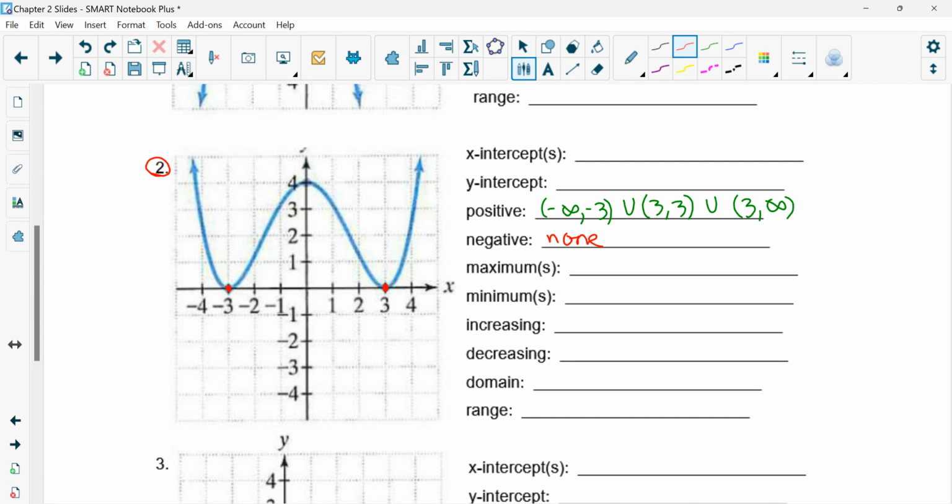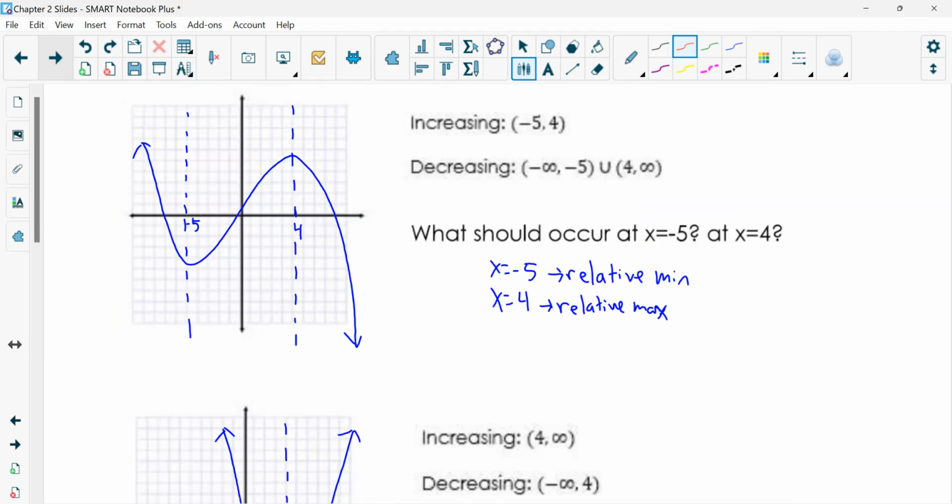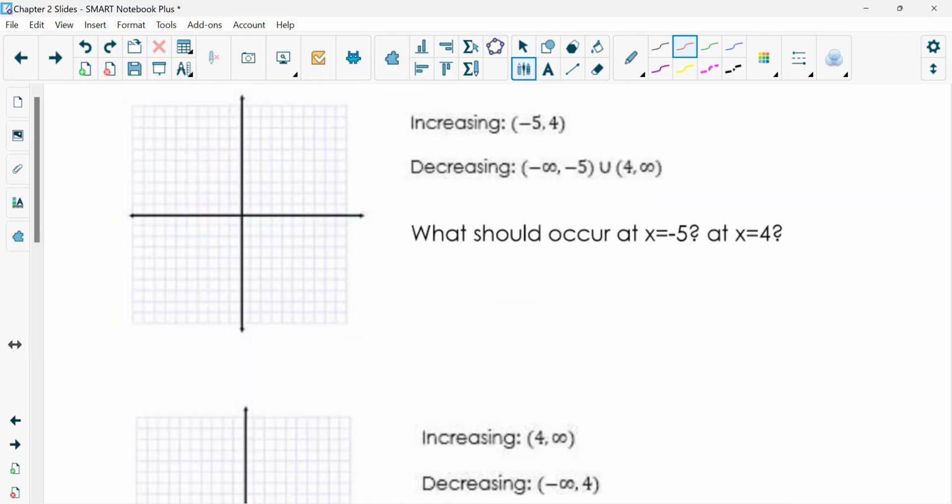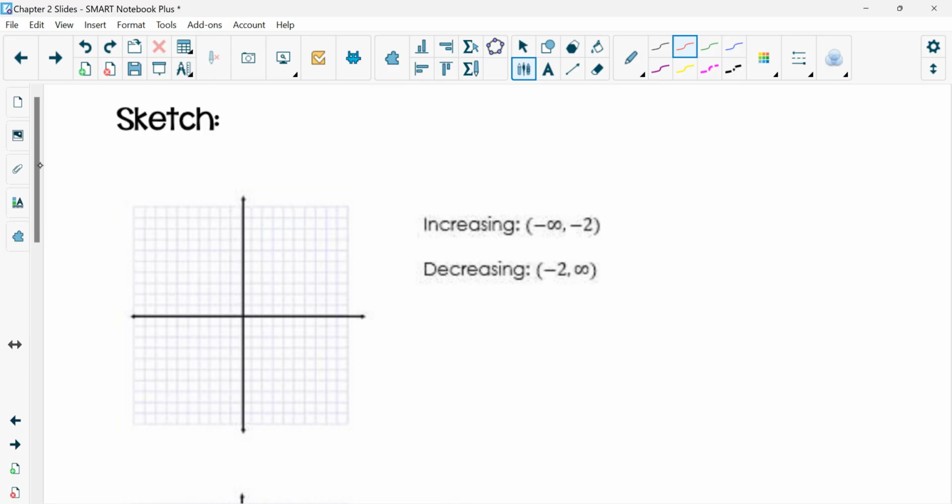All right, then we're going to go to the last page. We're on the last page of the blue packet, so we're working on sketches. It says sketch a graph where it'd be increasing from -infinity to -2 and then decreasing from -2 to infinity. Remember, these are x values.